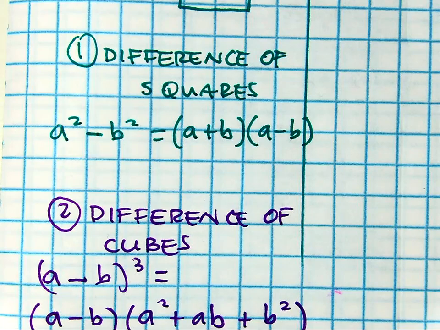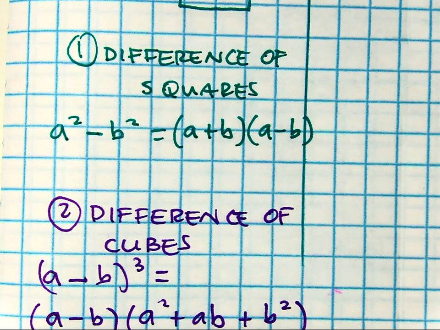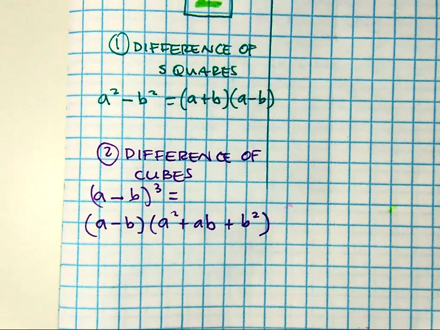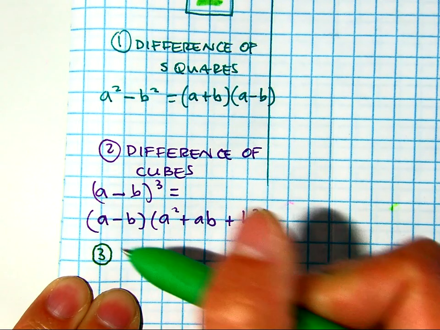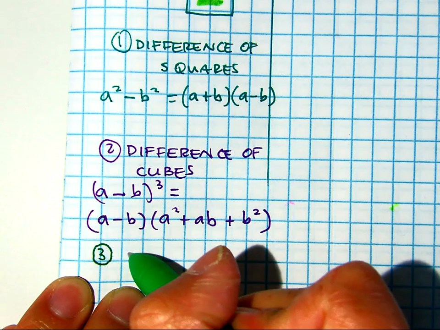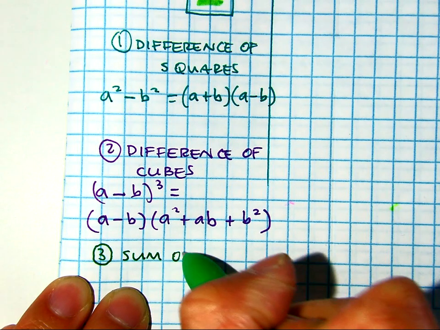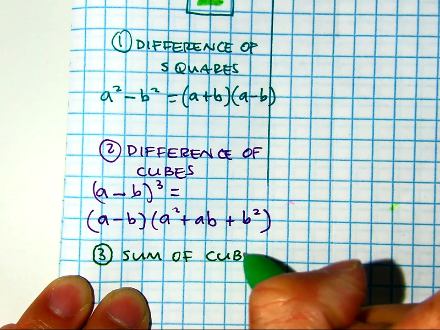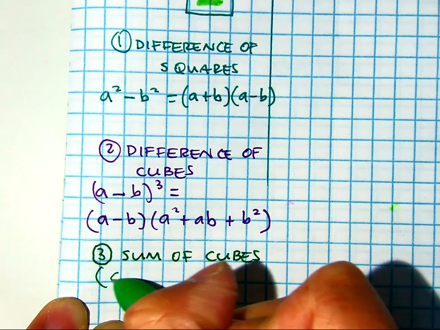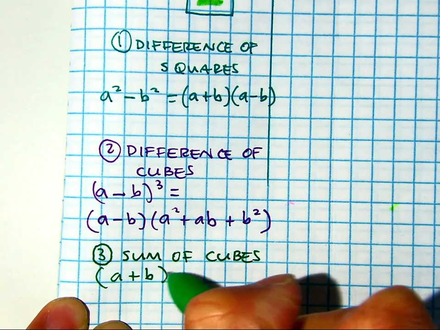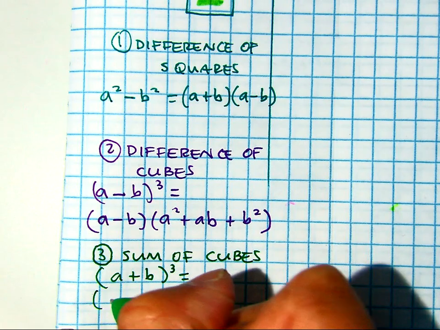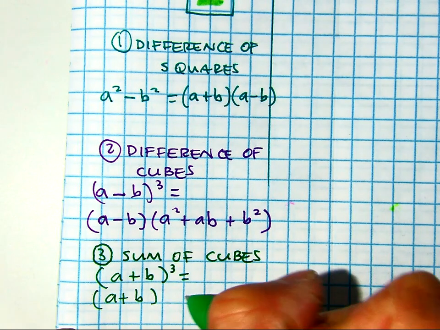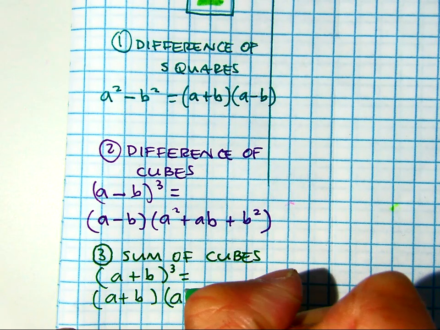And you might have a third one called the sum of cubes. That is a cubed plus b cubed equals a plus b, a squared minus ab plus b squared.